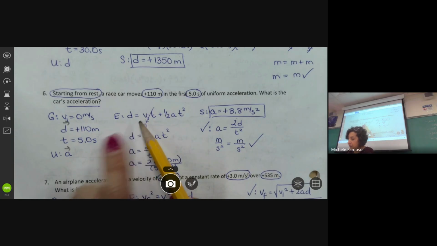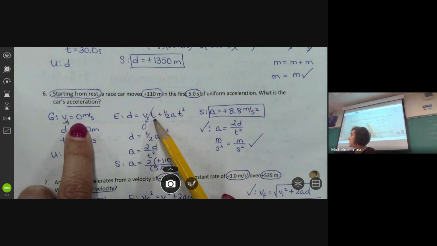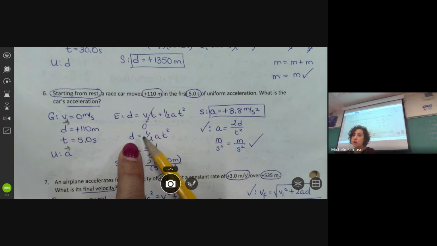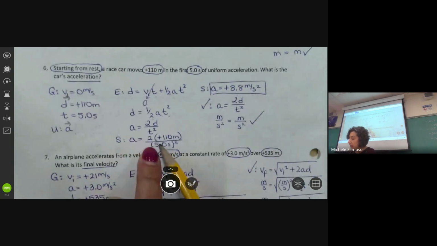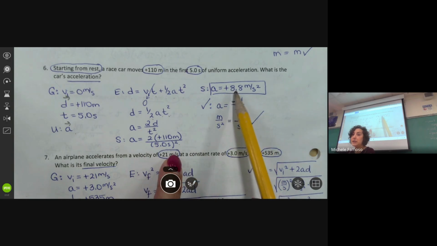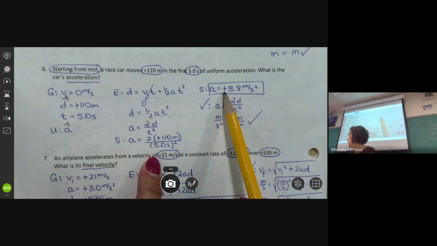So we start with the equation that involves VI, d, t, and A from our reference table, which is D is VIT plus half AT squared. I'm going to get rid of the VIT. That's going to drop out because the VI is 0. 0 times anything is 0, which leaves me with an equation of D is half AT squared. That's easier to manipulate for the A, which means I'm going to multiply both sides by 2 and divide both sides by T squared, or you could divide by half T squared. That gives me A is 2 times positive 110 meters over 5.0 seconds, which must get squared, giving me an acceleration of positive 8.8 meters per second squared. And since acceleration is a vector, I do need to put the positive sign on that answer.